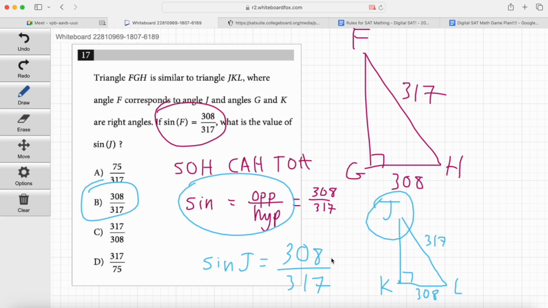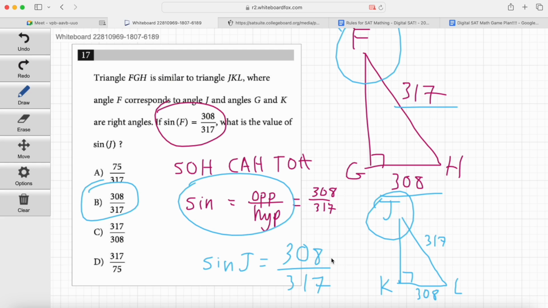Now, there are a couple of reasons why we didn't even need to draw this second triangle. Just like in the last one, we know the sine of J is going to have to be the same as the sine of F. Is that clear? Because they're similar triangles, the ratios of the sides are all going to be the same. So we could have just found the sine of F, the opposite of F and the hypotenuse of F. We'd get 308 over 317. Does that make sense?